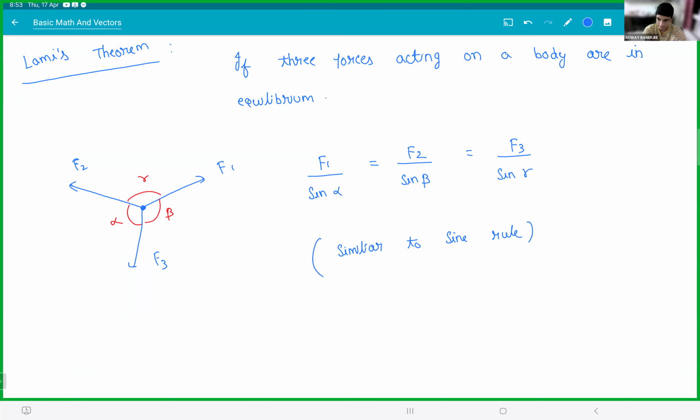Next thing. Scalar dot product. All 3 vectors must be coplanar. Obviously, right? If the vectors are not coplanar, you won't get this thing. They won't form a triangle. Acting in an equilibrium and in the same plane. So I'll write that also.